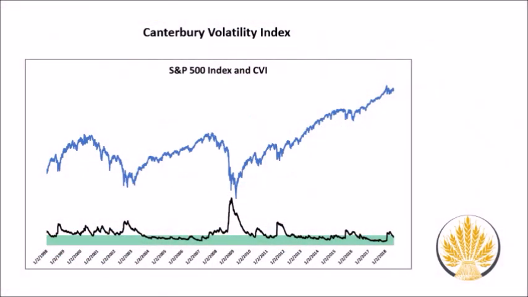So Tom and I want to draw some observations from our Canterbury Volatility Index, which is highlighted by this black line. This blue line is the S&P 500 index. Now Tom, do you see a relationship between the blue line and the black line? Well, there seems to be an obvious relationship, and that is they're kind of negative of each other. They're moving opposite. They're negatively correlated. They're inverses of one another.